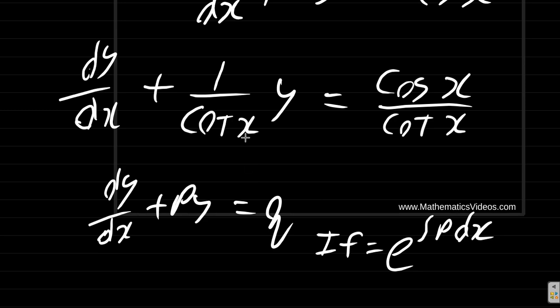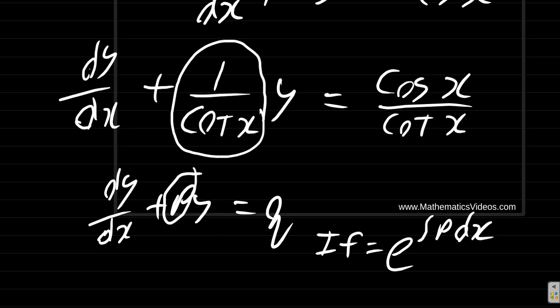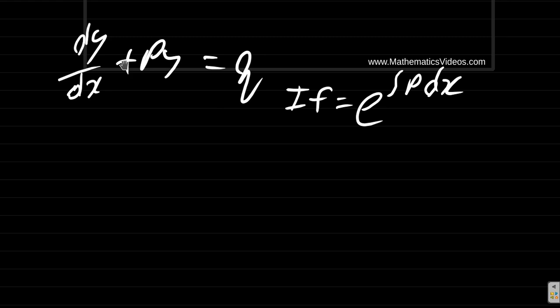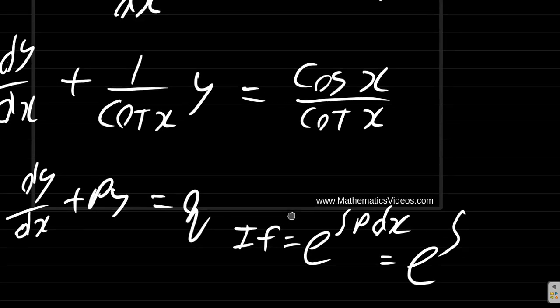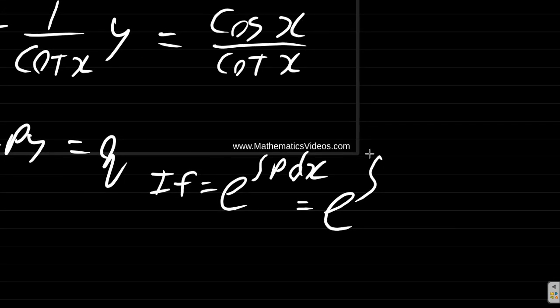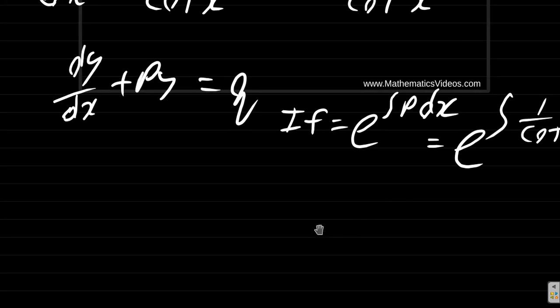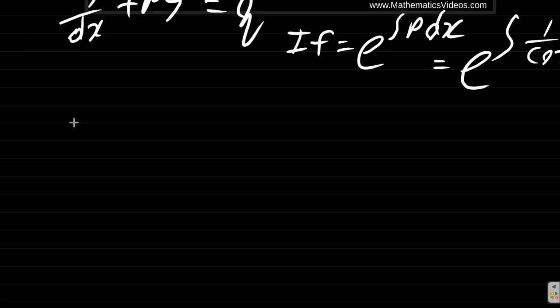What is p? P is this. It's what multiplies y. So what we have is, the integrating factor is e to the integral of 1 over cot x dx. Alright. Now, let's integrate 1 over cotangent x. Let's find the integral of 1 over cot x dx.